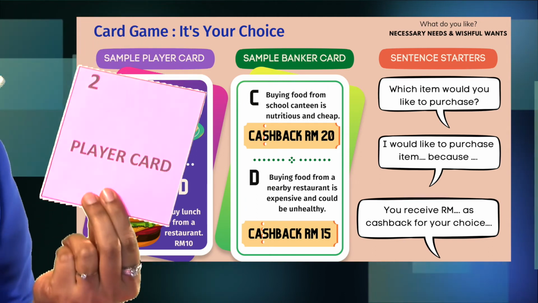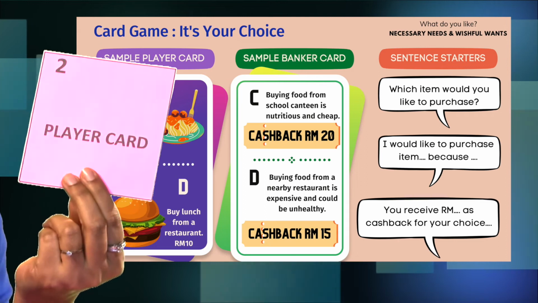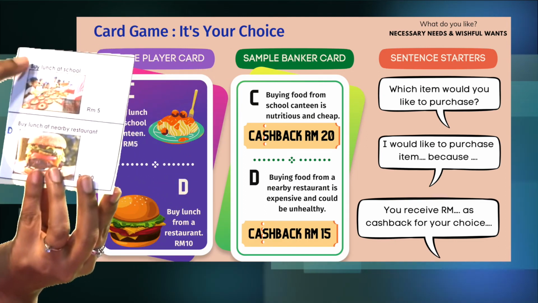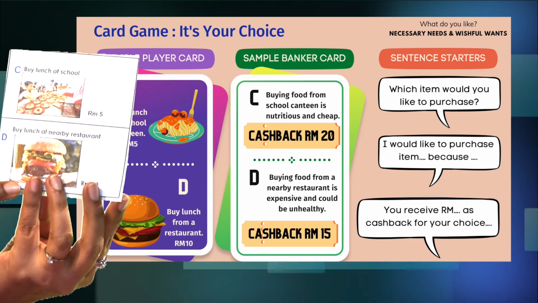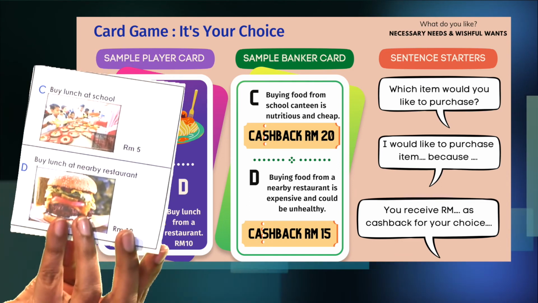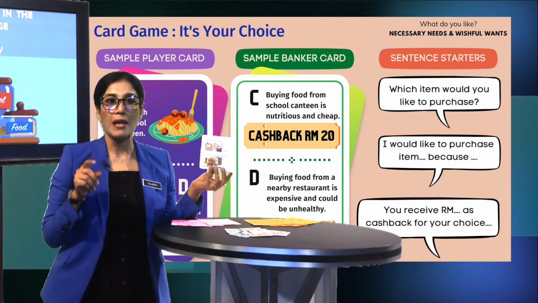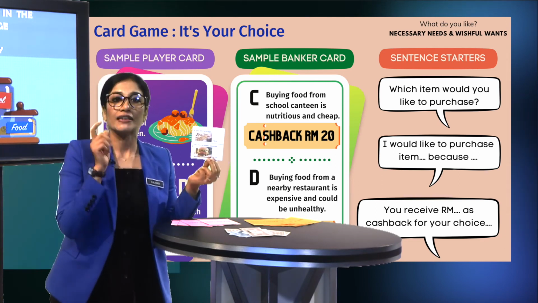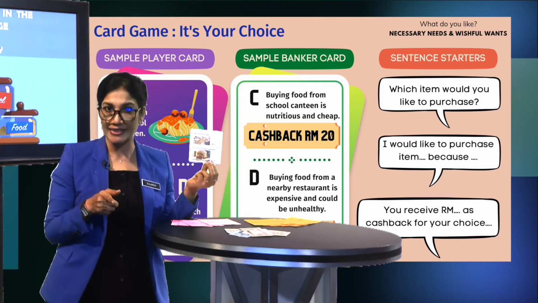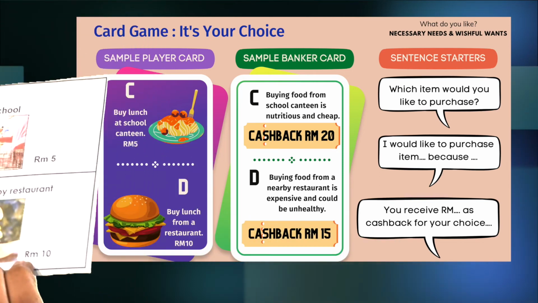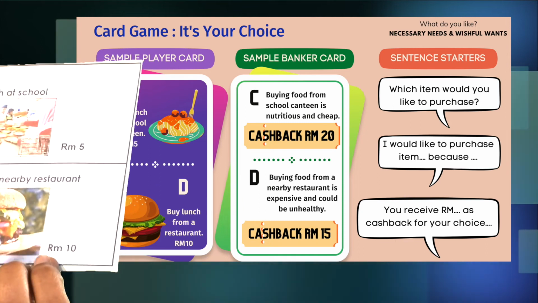Let's say it's card 2. There will be 2 scenarios on the card, C and D. The player chooses one out of the 2 scenarios given and pays the banker the amount of money stated on the particular scenario. C is 5 ringgit, D is 10 ringgit.